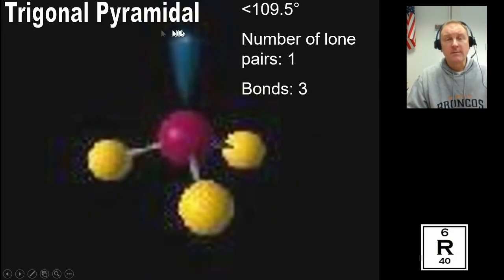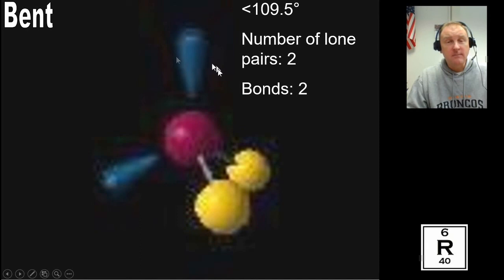Trigonal pyramidal is the next one. So you take that tetrahedral and you take off one bond and you put a lone pair here, and then that's the trigonal pyramidal. So you have 3 bonds, 1, 2, 3, and you have 1 lone pair, and that would make the angle less than 109.5. You take that tetrahedral again and remove another one, and you get bent.